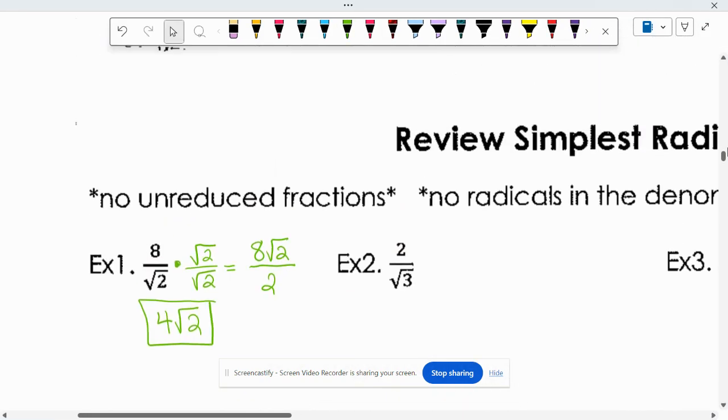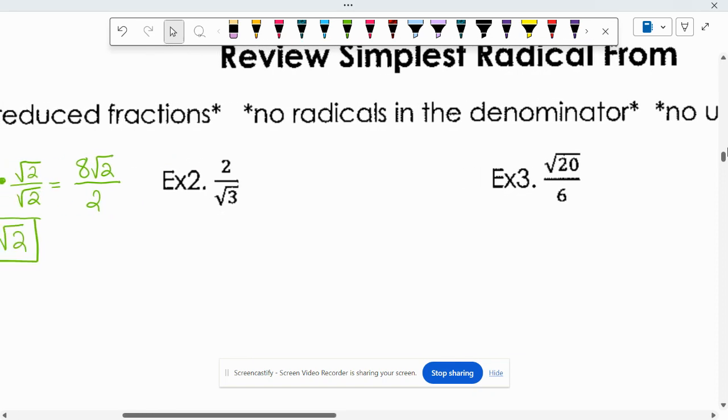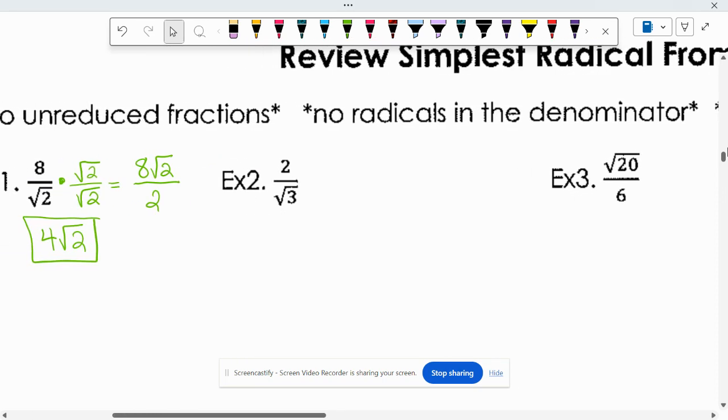Okay, let's look at the next one. Remember, no radicals in the denominator. So we have a radical in the denominator, 2 divided by the square root of 3. What am I going to multiply by? The square root of 3 over the square root of 3. I have to multiply by the square root of 3 over the square root of 3. The square root of 3 divided by the square root of 3 is just 1. This is just a fancy way to write the number 1. That's all this is. Okay?